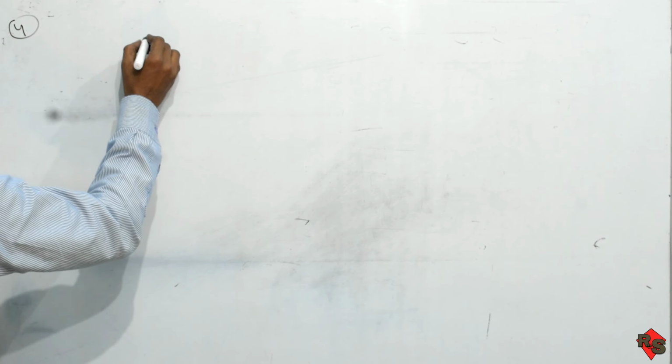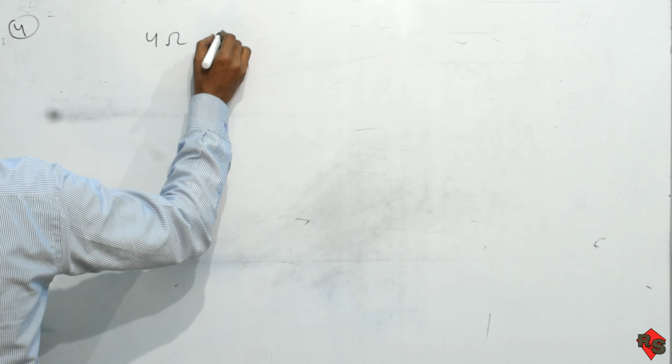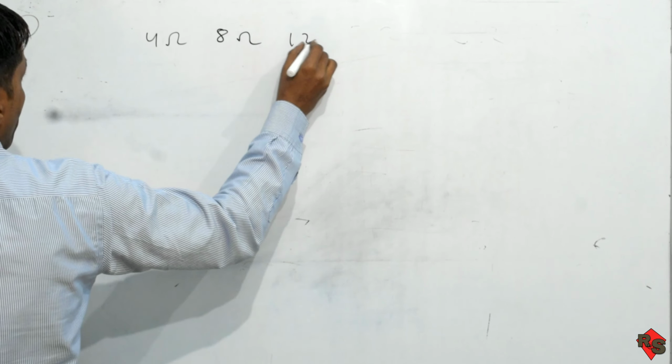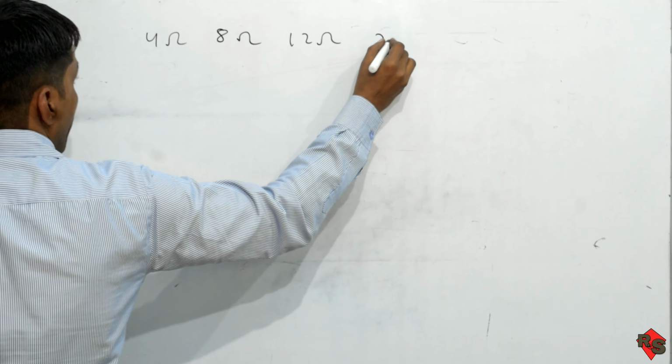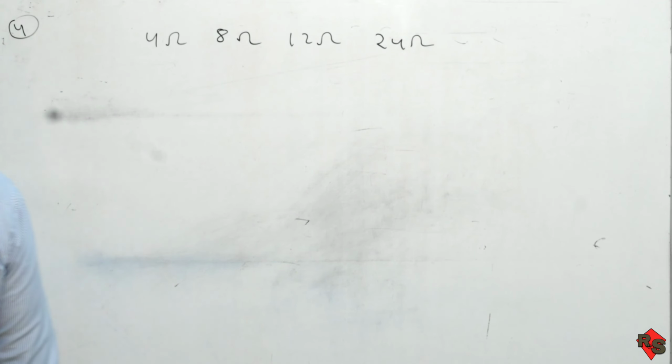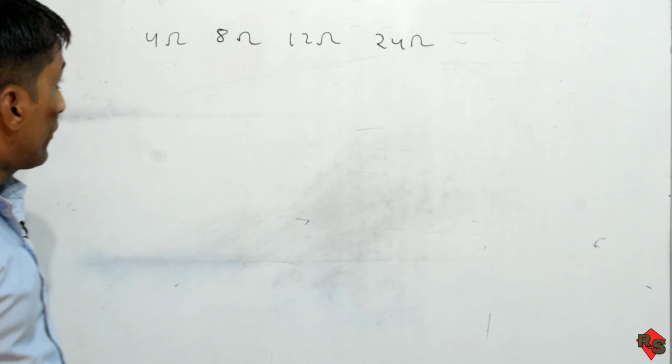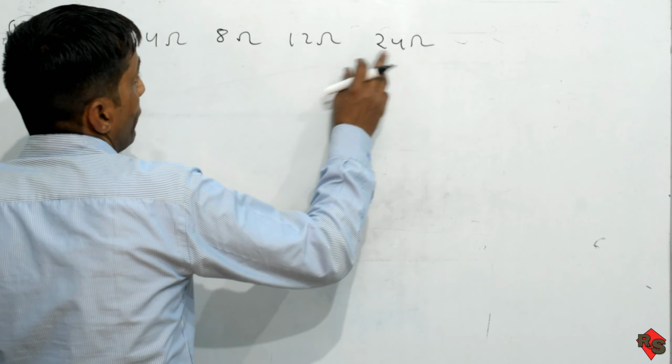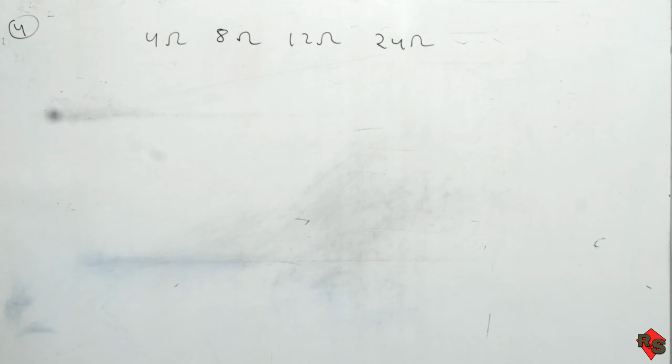And the next question is, what are the highest and lowest total resistance that can be secured by the combination of 4 resistances: 4 ohm, 8 ohm, 12 ohm and 24 ohm. Highest and lowest, okay? Highest in series, lowest in parallel. Very simple question, okay?